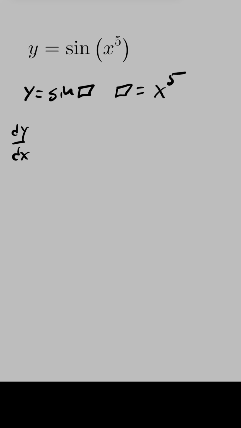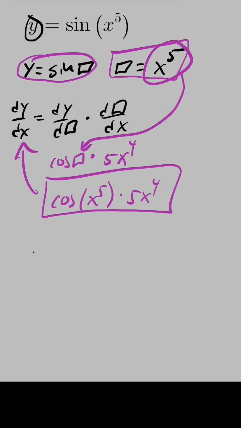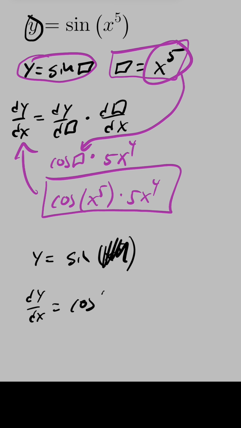Now, typically the way we do this, or at least the way I think about it in my mind, is if y is equal to sine of x to the fifth, and I want to find dy dx, I ask myself, what is the derivative of the sine of something? I don't concern myself with what the something is. The answer is the cosine of that something. But I know the something is x to the fifth, and then I have to multiply by the derivative of the something, which is 5x to the fourth.